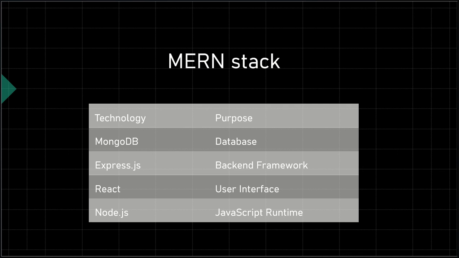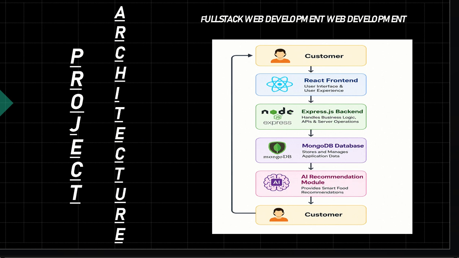MERN stack. Food Genie is built using the MERN stack. MongoDB stores application data. Express handles server-side routing and API development. React.js creates an interactive and responsive user interface. Node.js executes JavaScript on the server. Using JavaScript throughout the project makes development faster and easier.